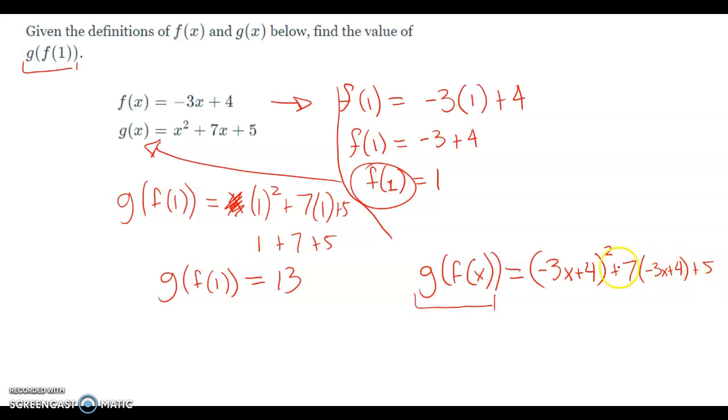So basically, this is g of x with every x replaced with what f of x is. F of x, again, is -3x plus 4. So whenever I see an x, because remember this was x squared, this was 7x, it becomes -3x plus 4 squared plus 7 times -3x plus 4 plus 5. And again, this one is a little bit more complicated, but it's better for learning how the composition works. I recommend that if they give you a value for one of these functions, like they have in these two, f of 1, that you solve that part first.